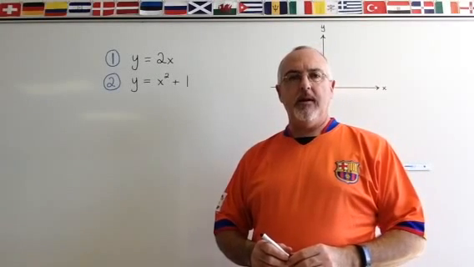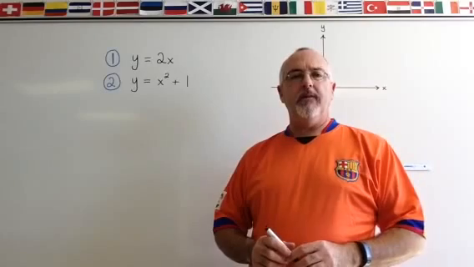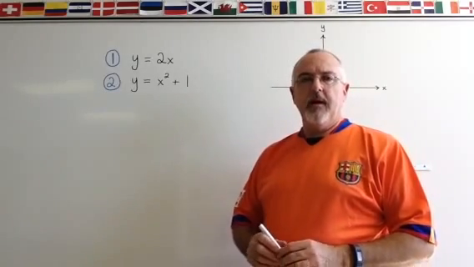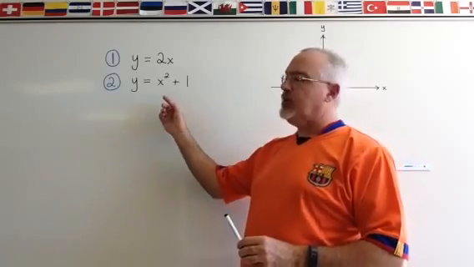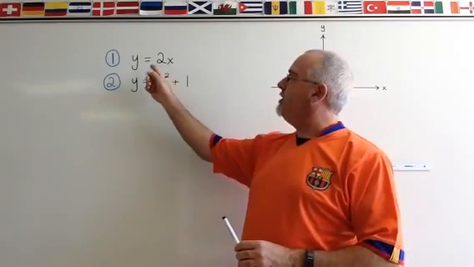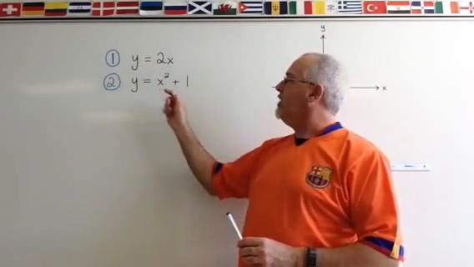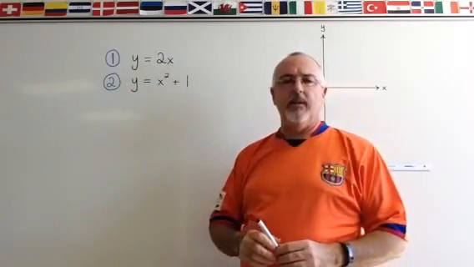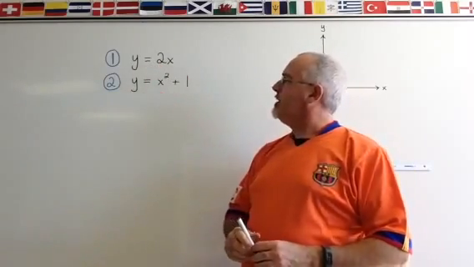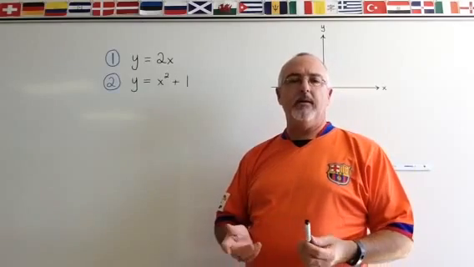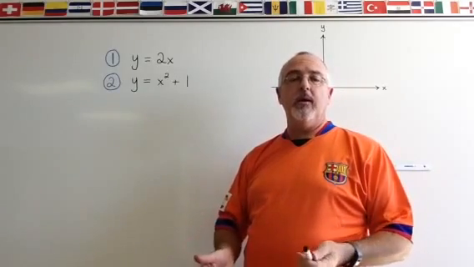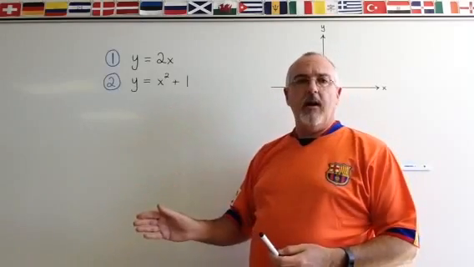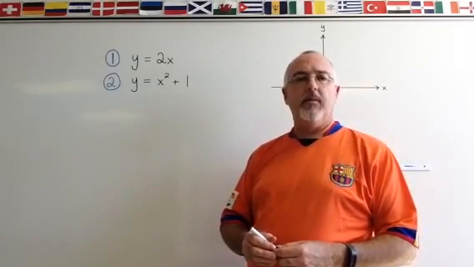In the math course that I teach, a student can be given two equations and asked to solve the system. In this course, the equations will be a combination of straight line and quadratic. So here we have y equals 2x, which is linear, and y equals x squared plus 1, which is quadratic, and we are being asked to solve, which means we want to know at what points of intersection the straight line intersects the parabola.